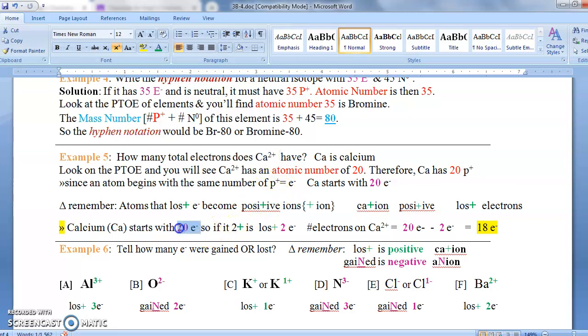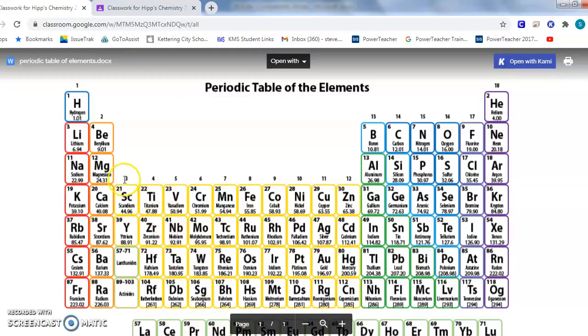So if it starts with 20 electrons and it's 2+, it lost 2 of the electrons. It lost 2 negative things since it now has a positive charge. So if it starts with 20 electrons and it's lost 2 electrons, it would be left with 18 electrons. Looking at the periodic table of elements, if calcium lost 1, it would have 19. If it lost 2, it would have 18.